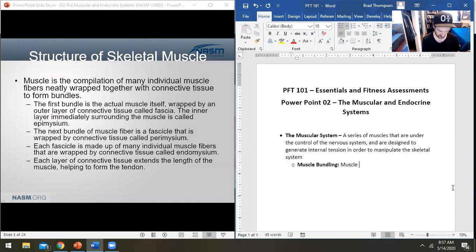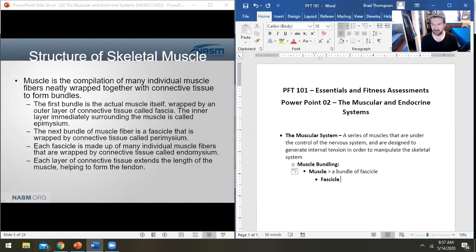So the outer layer is going to go: muscle is a bundle of fascicles, which I always spell wrong because some people pronounce it "fascicles." Actually, you know what? Let's do that. So a muscle is a bundle of fascicles, and then we'll put that in bold. There we go.